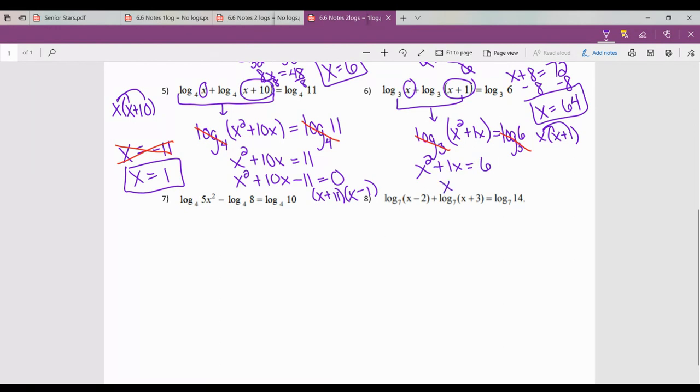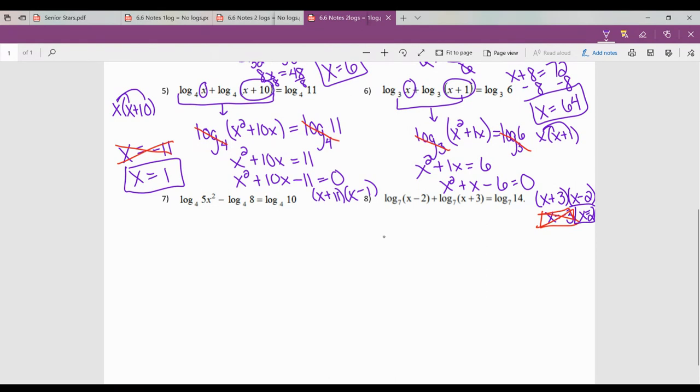I want to bring everything to one side. x squared plus 1x minus 6 equals 0. I want to look for my factors of 6 that subtract to give me 1: 3 and 2. Plus 3 minus 2 would give me positive 1. So x would equal negative 3 and positive 2. Do they both work? If I plug negative 3 in, I get log of a negative 3, which does not work. So we cross that one out. If I plug 2 in, I get log of positive 2, log of 3, so 2 works. So my only solution for this is x equals 2.